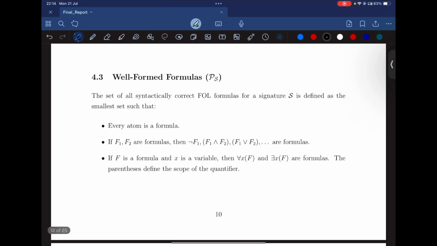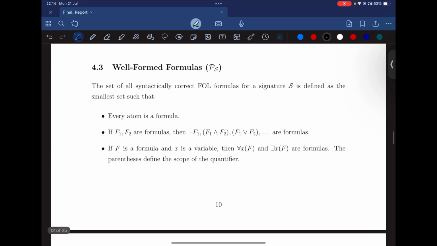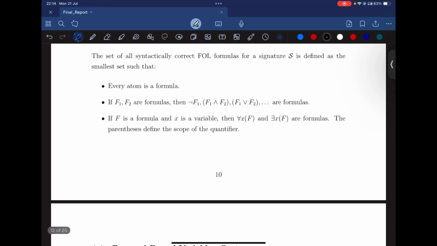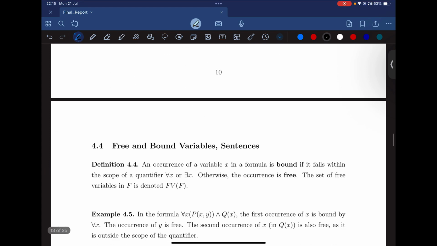Now, we learned about well-formed formulas in propositional logic. This is the well-formed formula in first order logic. To make a proper well-formed formula, every atom is a formula. If F1, F2 are formulas, then any combination with a unary or binary operation is also a formula. This is the new one: if F is a formula and x is a variable, then for all x F and there exists x F are also formulas.